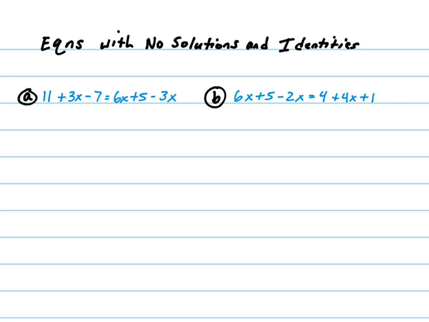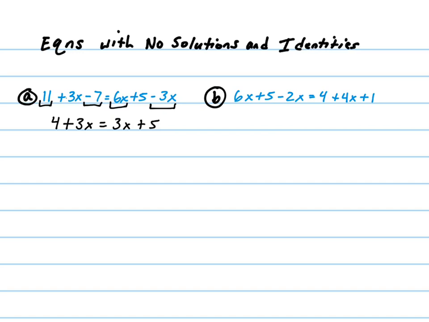So let's look at example A. We have 11 plus 3x minus 7 equals 6x plus 5 minus 3x. The goal here, let's just go ahead and clean up the two sides. We'll combine like terms. We've got 11 and negative 7, so that's going to give us 4 plus 3x equals, and then on the other side we've got 6x and negative 3x, so that's just going to give us 3x plus 5.